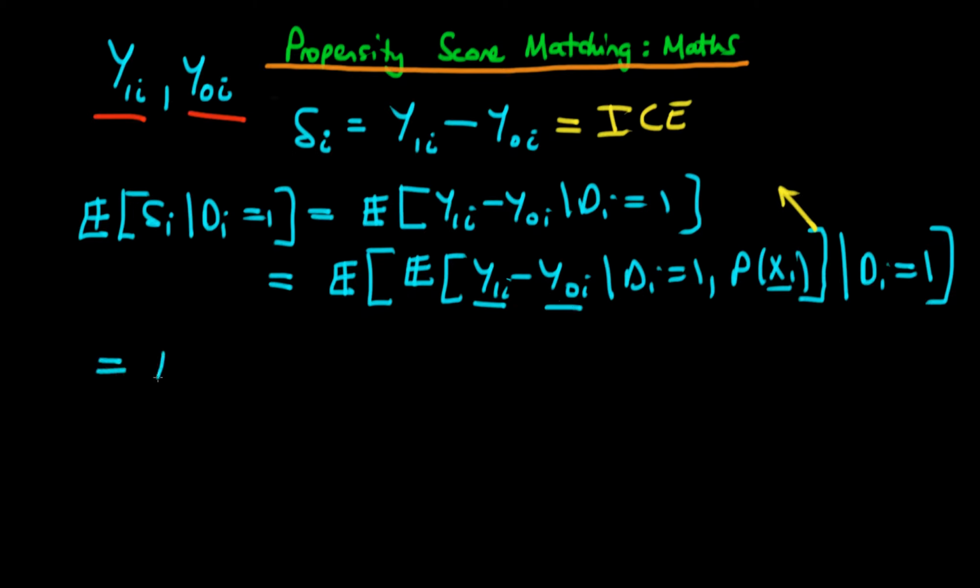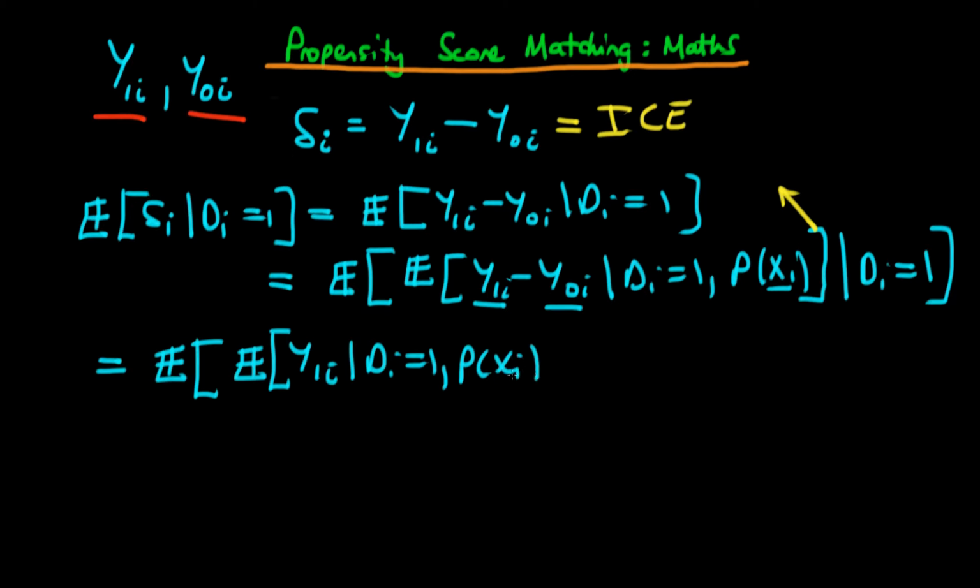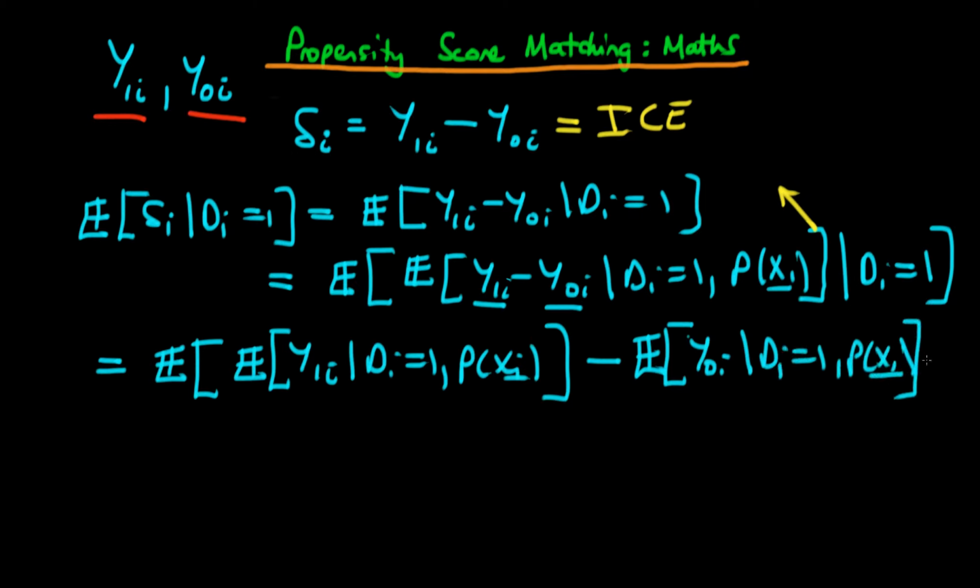If we do that, we have the expectation of the expected value of y1i given that di is equal to 1 and also given the propensity score. And we take away from that the expected value of y0i given that di is equal to 1 and also given the propensity score. And then we need to remember to condition on the fact that di is equal to 1, and that ensures that we have equality with the line which came before that.